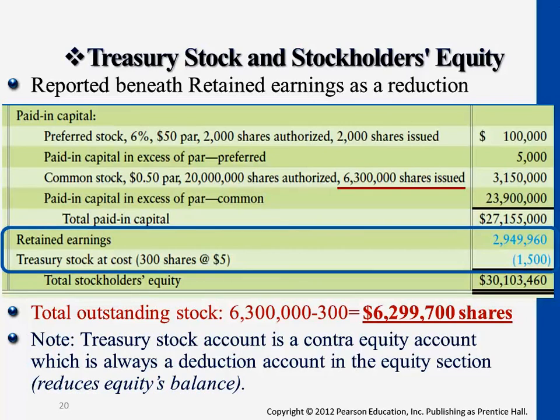Okay, so in case that company did not buy back any number of shares before, then altogether the number of issued shares is 6,300,000 shares, and outstanding shares is also 6,300,000 shares. But if they did buy back the stock, which is reported below retained earnings, then you know that 300 is no longer there in the market.